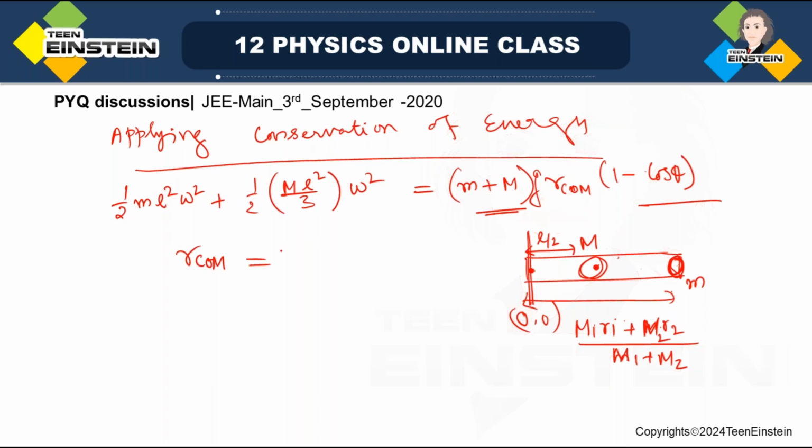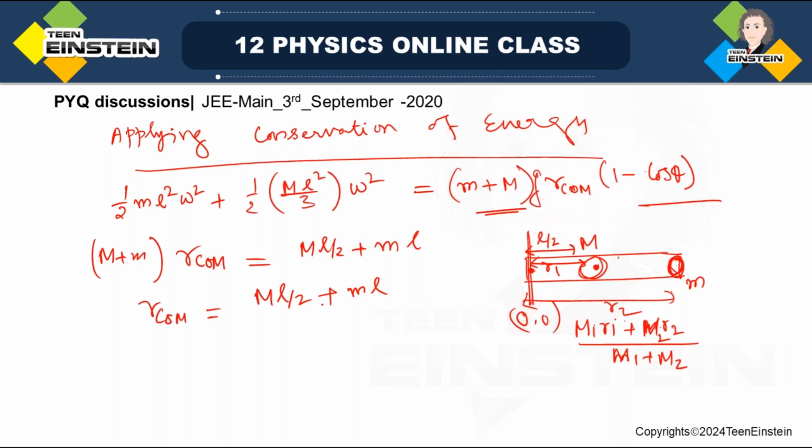Look, I am writing here. So small m plus capital M into RCM will be equal to M L by 2 plus m L. This is R2 and this mass is M2, and this is R1 from here to here. This is L by 2, and for a rod, the center of mass will obviously be at L by 2. So this is what I have written here. So RCM is M L by 2 plus m L divided by small m plus capital M.